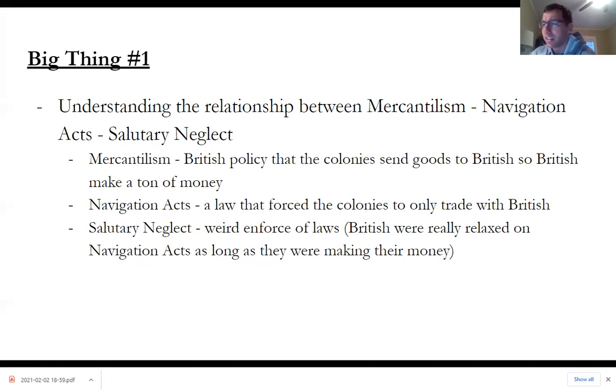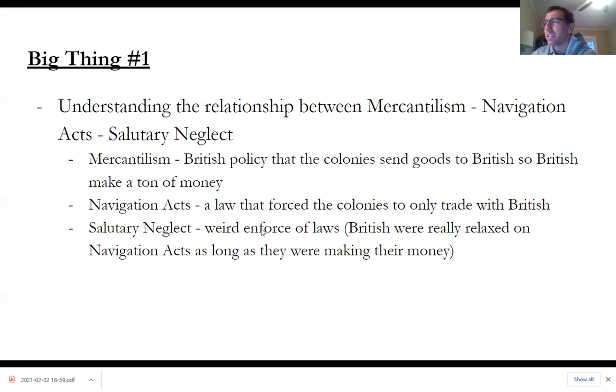Now, this actually leads to the most complicated part, which is salutary neglect, which was just a weird enforcement of the laws. So the British had this Navigation Act on the books, it was a law, but they didn't really enforce the law. Think of it kind of like the posted speed limit. Police officers don't really enforce the actual speed limit. Usually you can go a couple of miles an hour over. As long as it's nothing egregious, like more than 10 miles an hour over, you won't really get pulled over. And that's how salutary neglect worked as well.